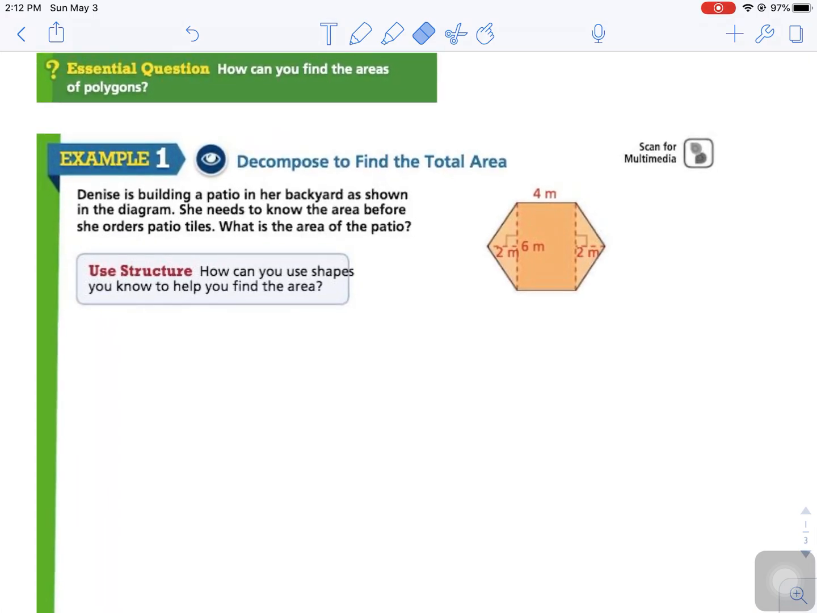So example 1 says, Denise is building a patio in her backyard as shown in this diagram. She needs to know the area before she orders the patio tiles, and we want to figure out what this area is. So to do this, we're going to have to decompose this shape. So what that means is just break it down into shapes that we know how to find the area of.